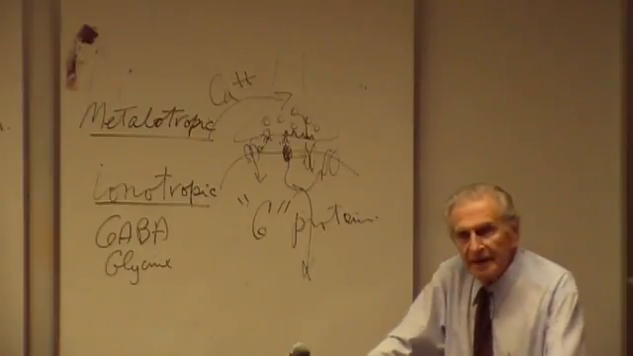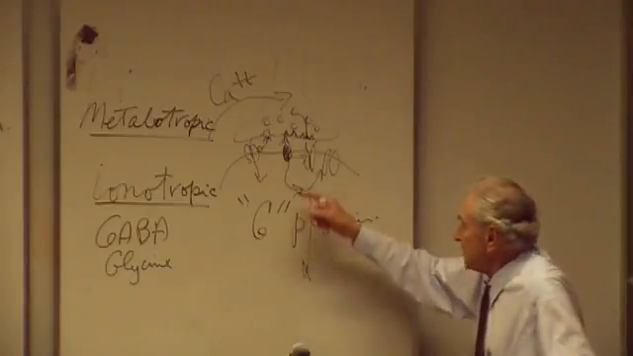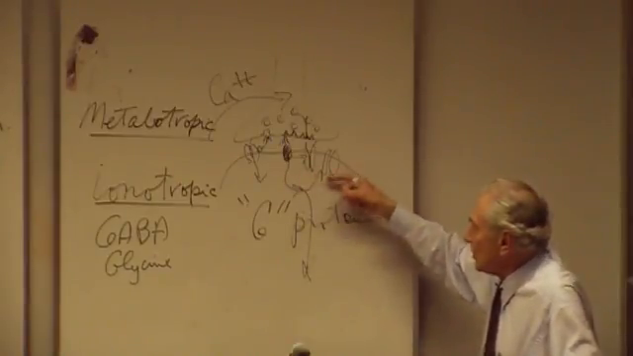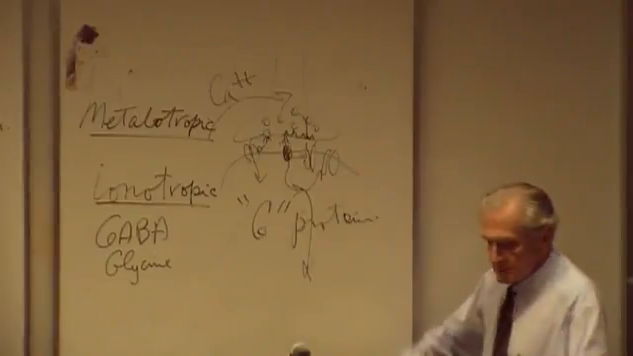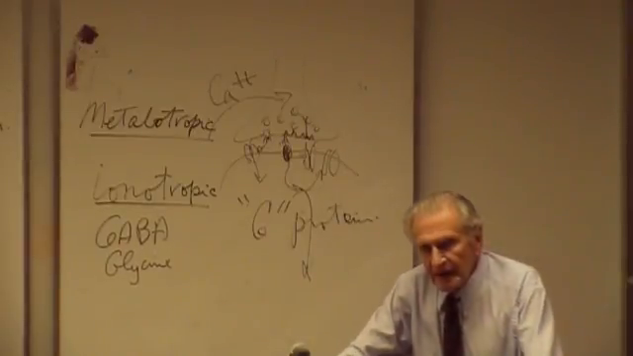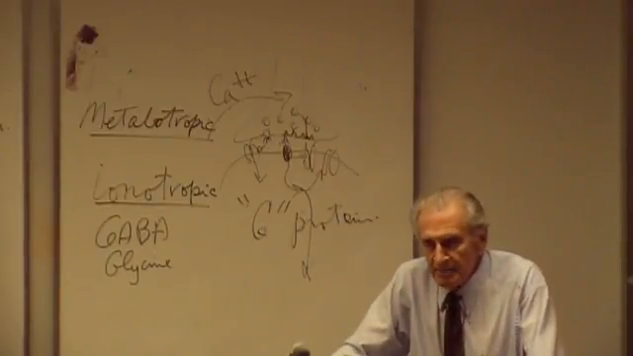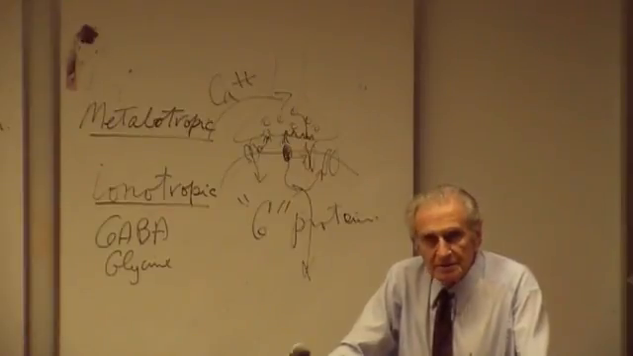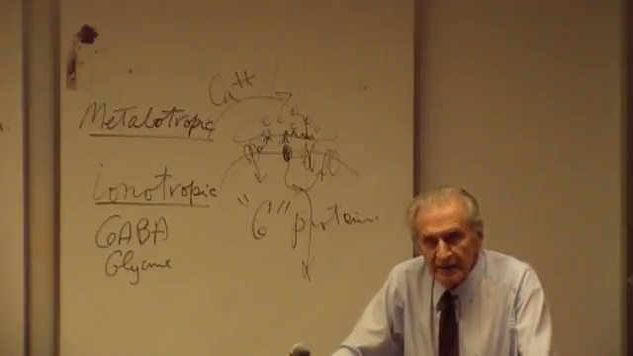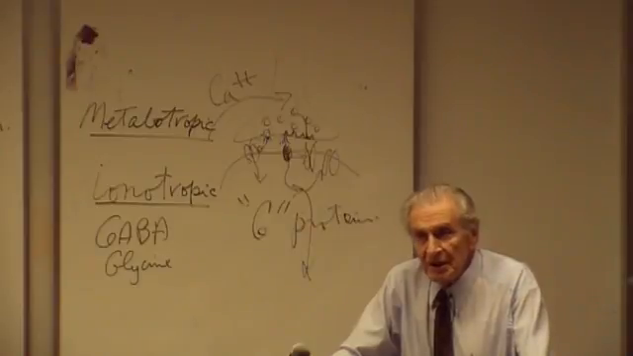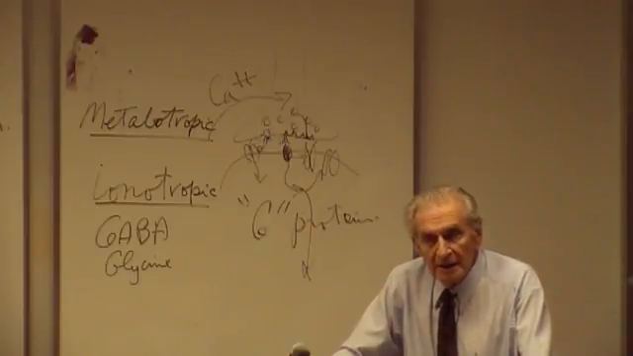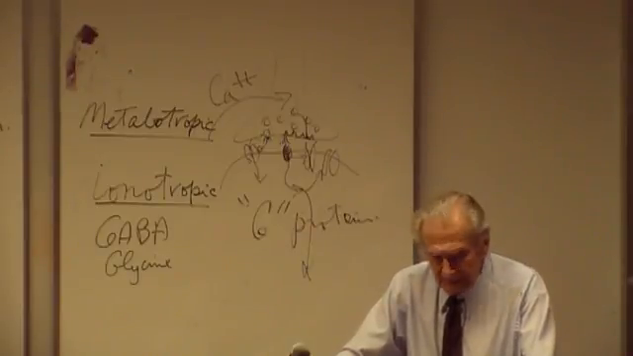Among the second messengers that may be involved in this more prolonged metabotropic process are things like cyclic AMP, cyclic GMP. Some of you have heard these terms, we're not going to spend any time on them now, but this is all a very important part of the complex mechanisms of synaptology.